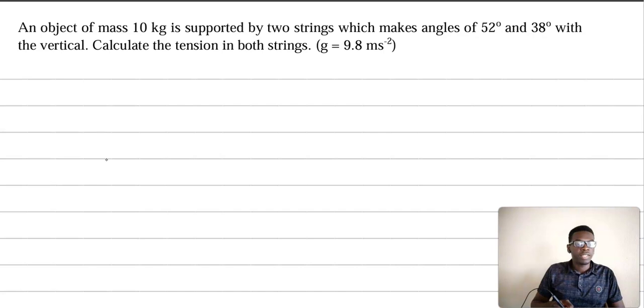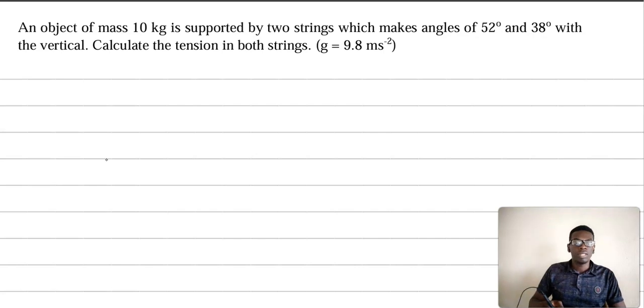Okay. The first sample problem states that an object of mass 10 kg is supported by two strings, which make angles of 52 degrees and 38 degrees with the vertical. Calculate the tension in both strings. We have to use g, that is the acceleration due to gravity, equal to 9.8 meters per second squared.